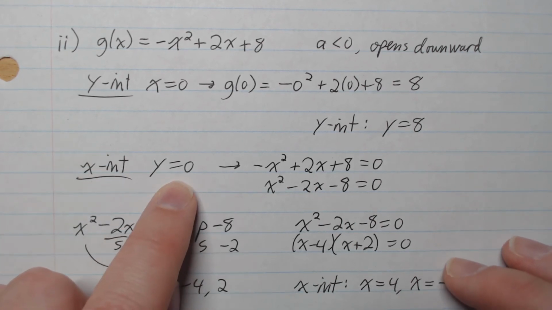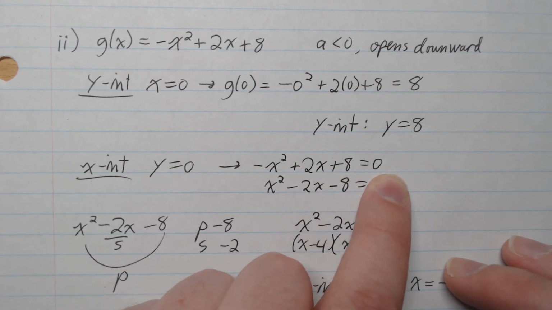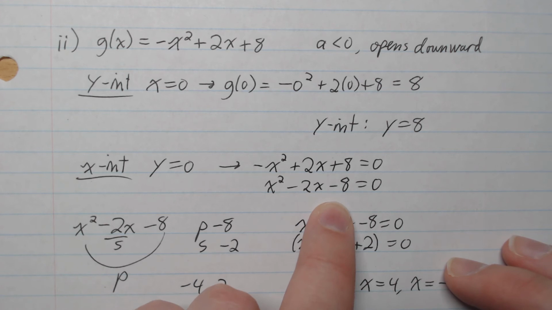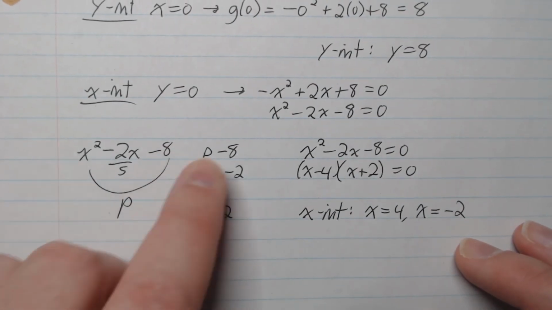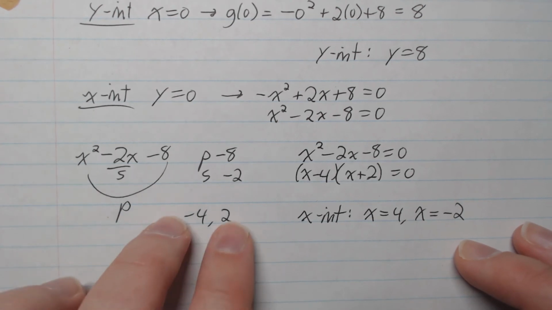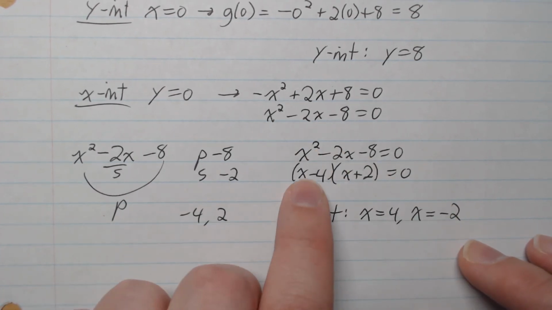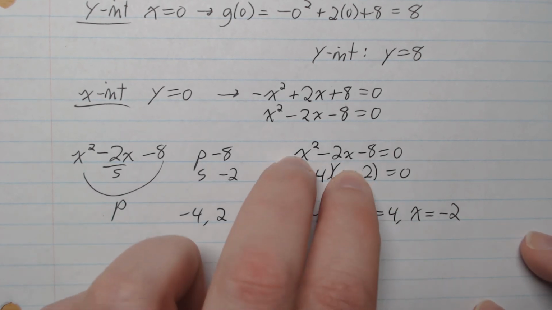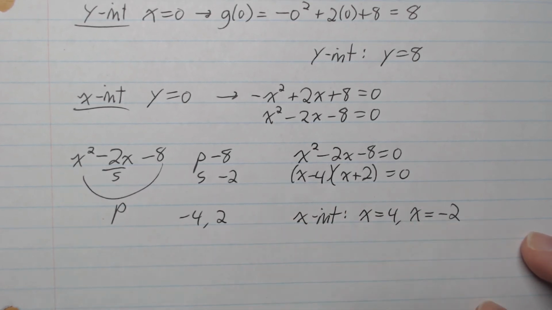X-intercept occurs when y equals 0. So we have -x squared plus 2x plus 8 equals 0. We're going to go times -1 on both sides. So we get x squared minus 2x minus 8 equals 0 like that. Product -8, sum -2. The two numbers are -4 and 2. Those are the numbers we use. So x minus 4 times x plus 2. What are the values that we plug in to get 0? 4 and -2. So those are the x-intercepts.